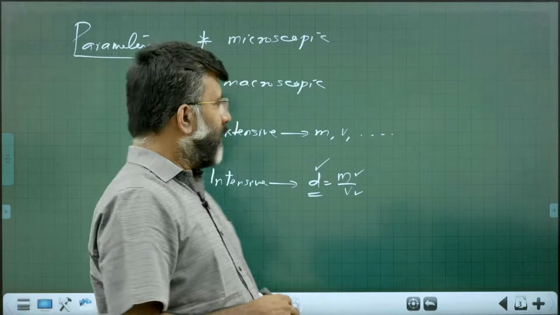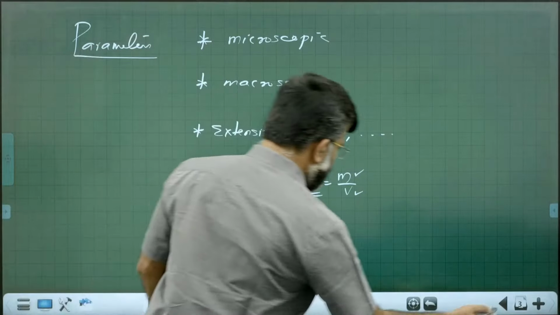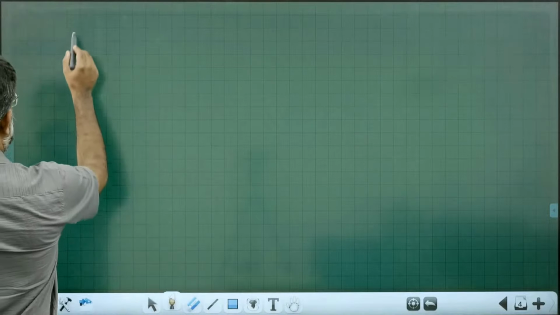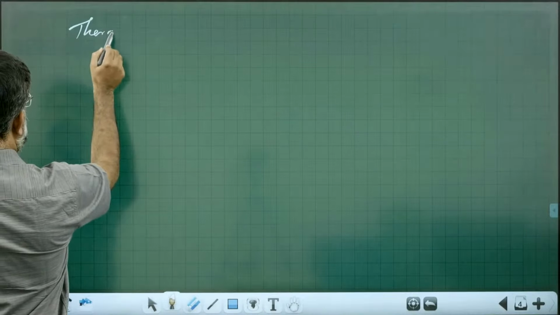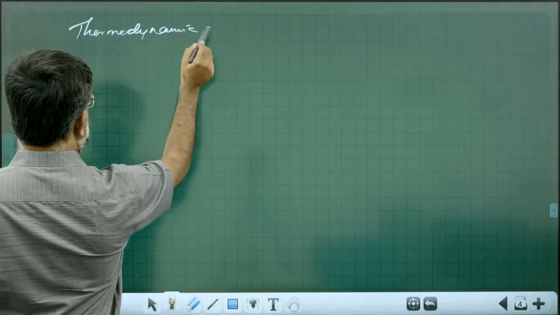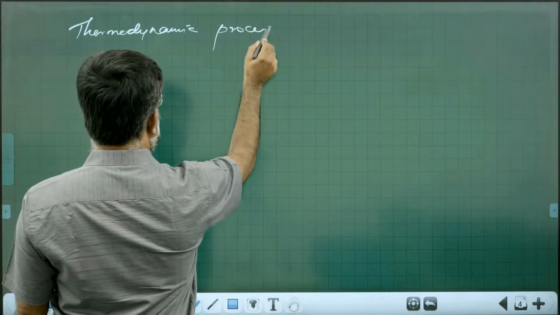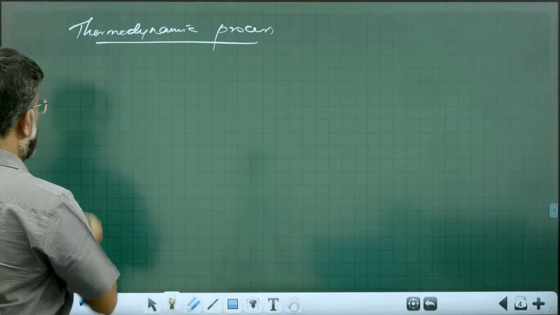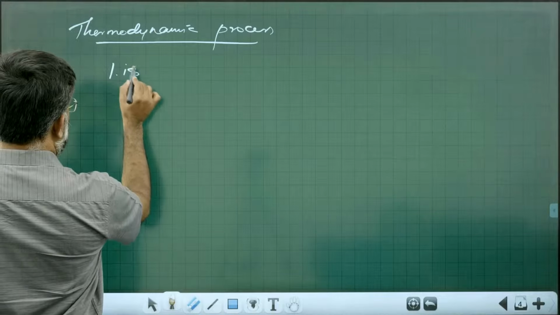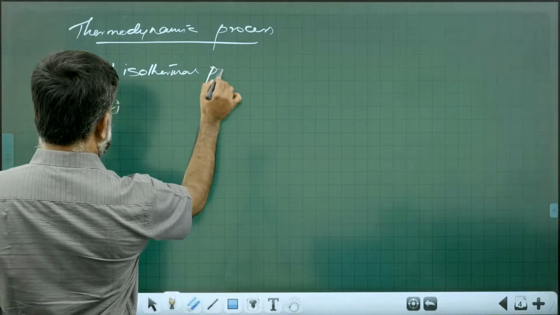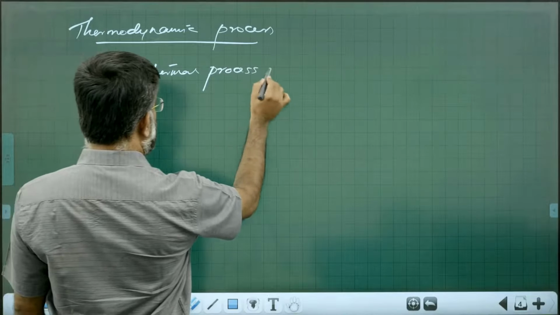Okay. Next is a talk on, all these are terminologies in thermodynamics. Next is a talk on various thermodynamic processes. What are the various thermodynamic processes? Right? All of you know, number one, it is called an isothermal process. What is an isothermal process?